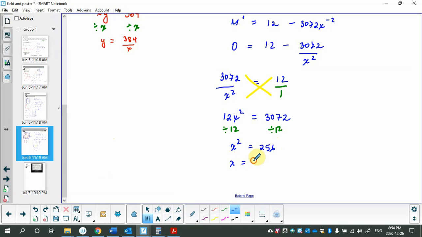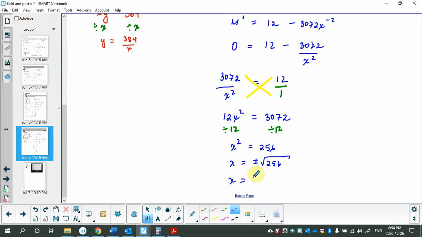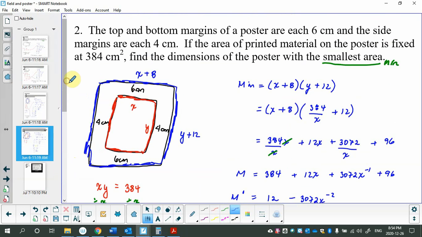And we have to plus minus square root, just for the practice of it, which means x is equal to 16, because a negative side length of a poster doesn't make any sense. So read the question. Find the dimensions of the poster with the smallest area. So the problem with this question is I just found x. I did not find the poster. I found the printed area. So we will have to come back to this in a second.